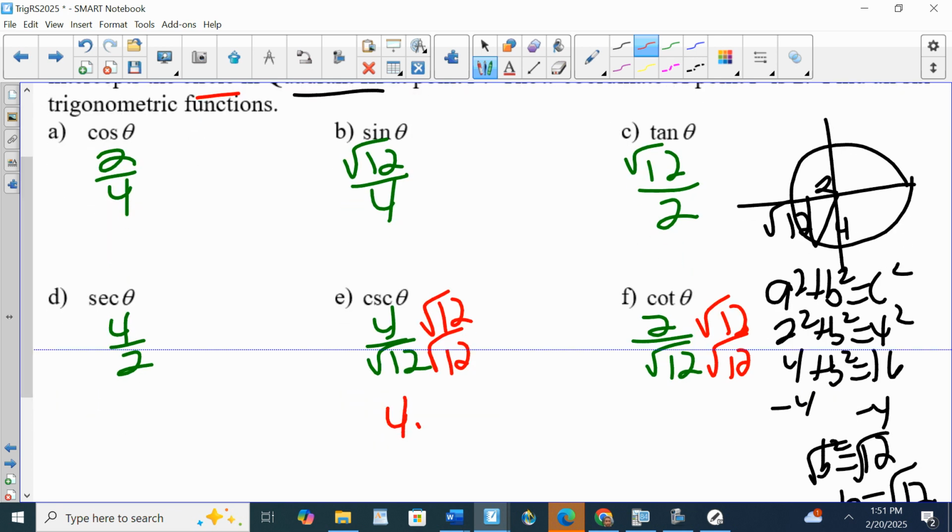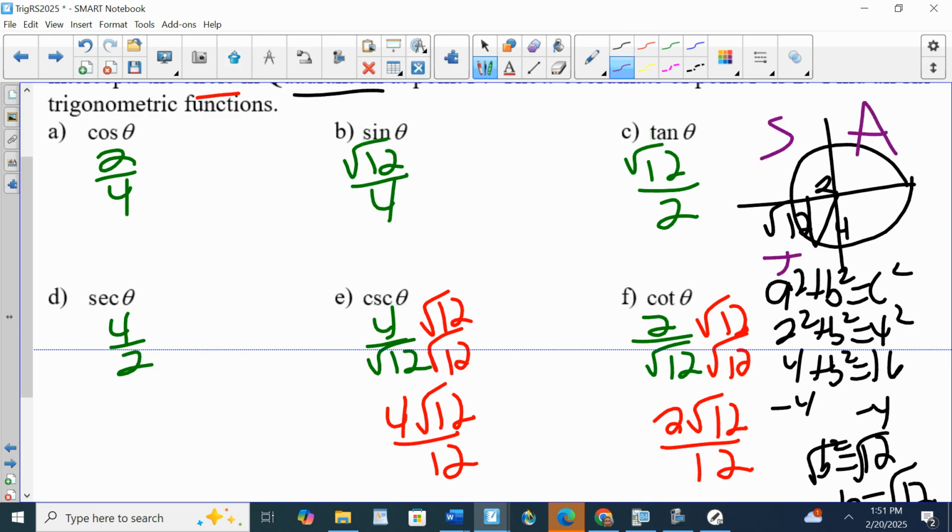So we have 4 rad 12 over 12. 2 rad 12 over 12. You could reduce them if it's open response. Doesn't matter. If it's multiple choice, you might need to. I'm not concerned about that. What I am concerned about is the signs.